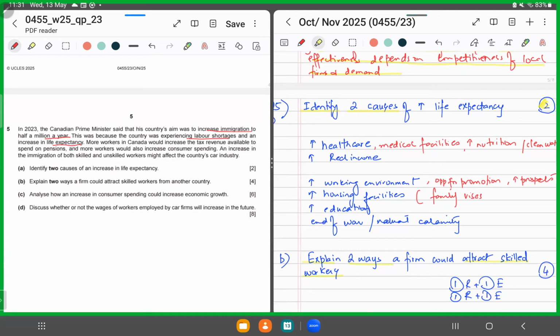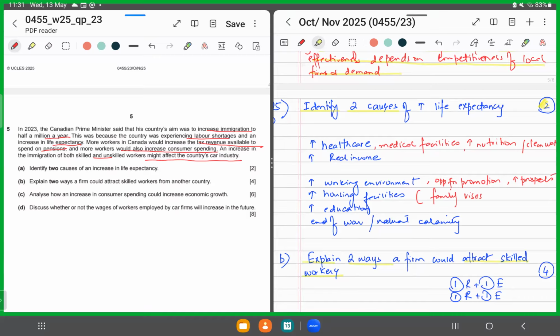So more workers in Canada would do what? Increase the tax revenue to be spent on pensions, and more workers will increase consumer spending, so they could boost demand, more output, and increase in the immigration of both skilled and unskilled might affect the country's car industry. So now the government wanted people to come into Canada, work, so that they provide for the elderly as well as they boost the demand.